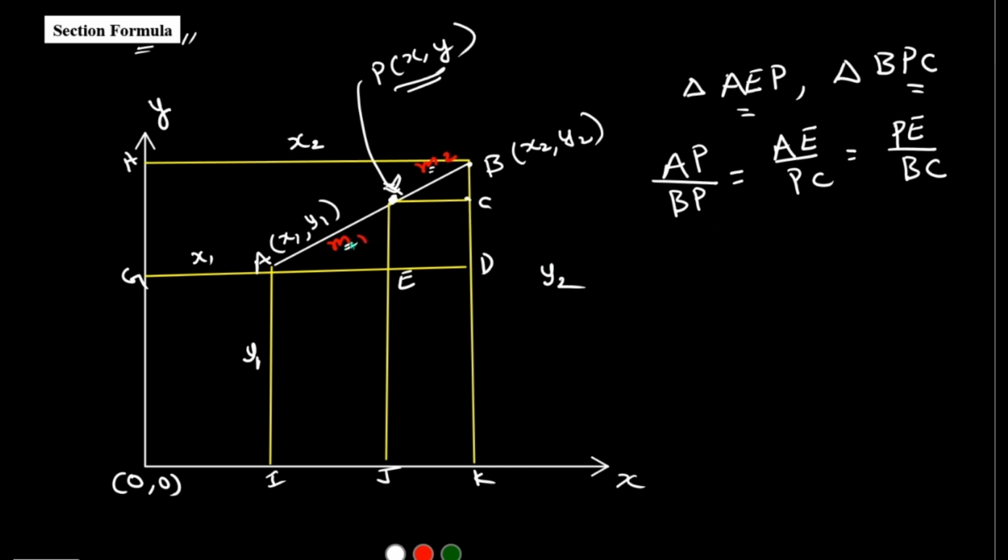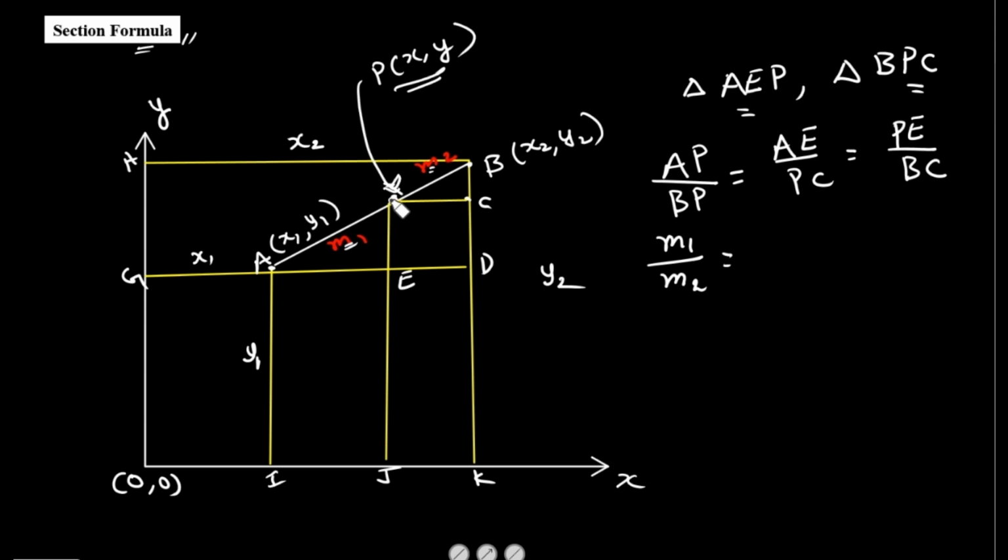That's the reason I have taken here AP by PB, AE by PC, PE by BC, right? So what ratio is given? AP by PB, the ratio is given. So it is dividing the line in the ratio of m1 by m2. So it's clearly m1 by m2, right? So what is AE? Let's find the AE.